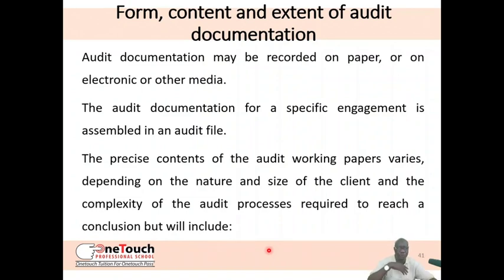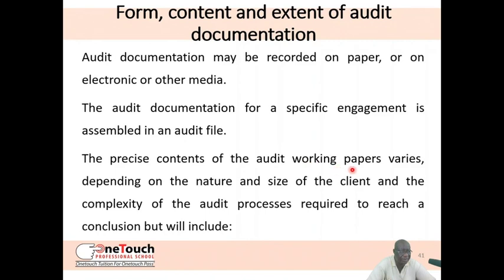The form that it will take. Audit documentation may be recorded on paper or on what? Electronic or other media. Nowadays, we don't have much of this paper work, writing the audit documentation on paper, but still, people do it. So you need to document it either electronically or by any other means. The audit documentation for a specific engagement is assembled in an audit file.